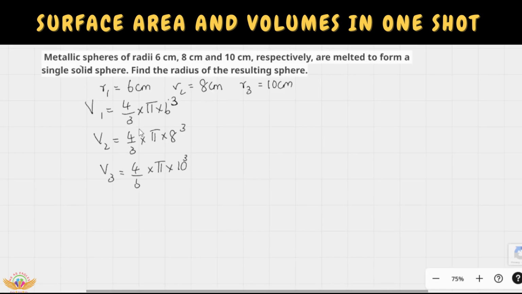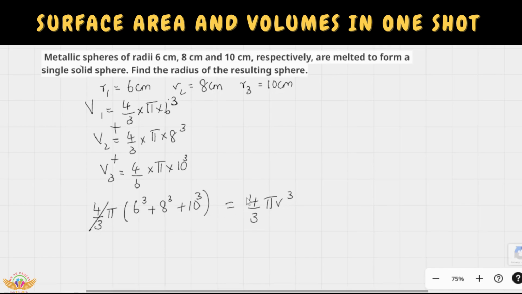So these are the 3 volumes, and now what we have to do is add all these 3 and equate it to the volume of the solid sphere. So just add all the 3. Now the volumes of the first, second and third spheres together give us the volume of this solid sphere. Now I am going to take 4 by 3 pi common directly, and 6 cubed plus 8 cubed plus 10 cubed is equal to the volume of the solid sphere, that is equal to 4 by 3 pi r cubed.